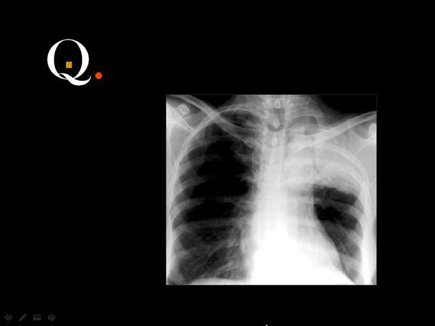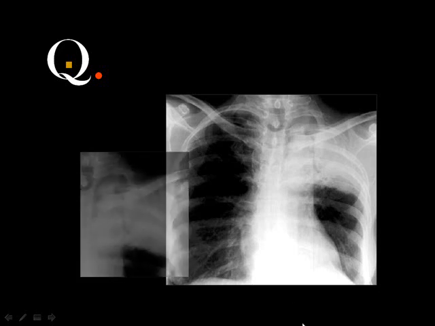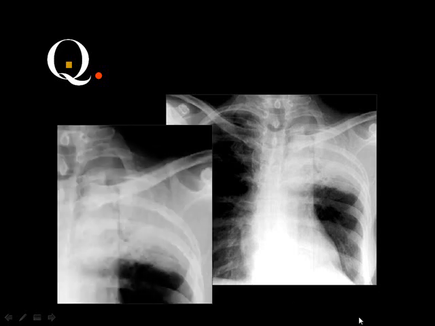Batch, mnemonic consolidation. Look carefully in this apically located opacities. You should look carefully to the ribs, and you can see here that the first rib is destroyed, the second rib is also destroyed. Yes, this is Pancoast tumor. This is if you see a consolidation in the lung apex.